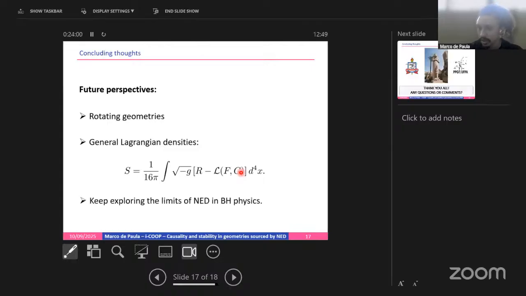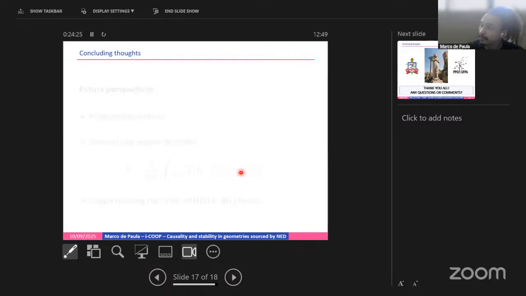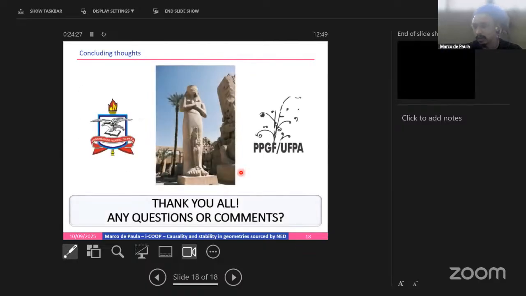And of course, keep exploring the limits of nonlinear electrodynamics in black hole physics, but not only in black hole physics. We can also try to better understand the role played by nonlinear electrodynamics in alternative theories of gravity, and also black bounces, wormhole geometries, and other kinds of compact objects that we potentially have in nature. So these are my concluding thoughts. Thank you all. Any questions or comments?